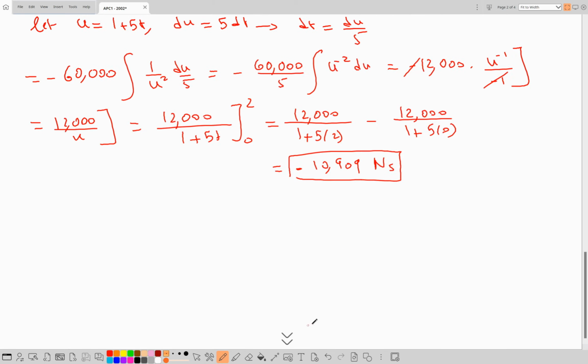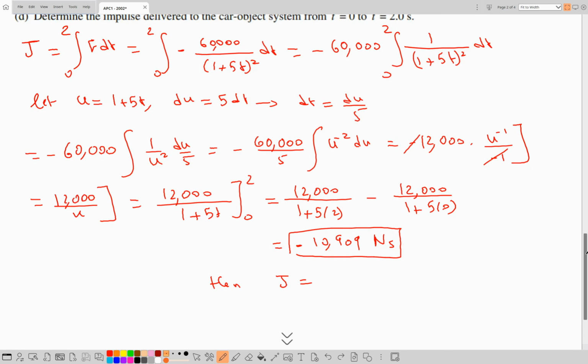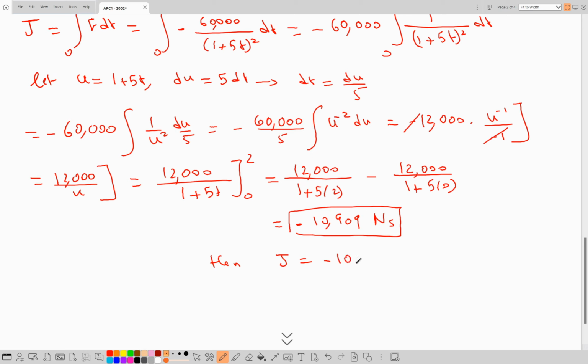That's fine, because we know that the impulse is a vector quantity. So in this case, the impulse delivered to the car-object system is given by minus 10,909 newton second.